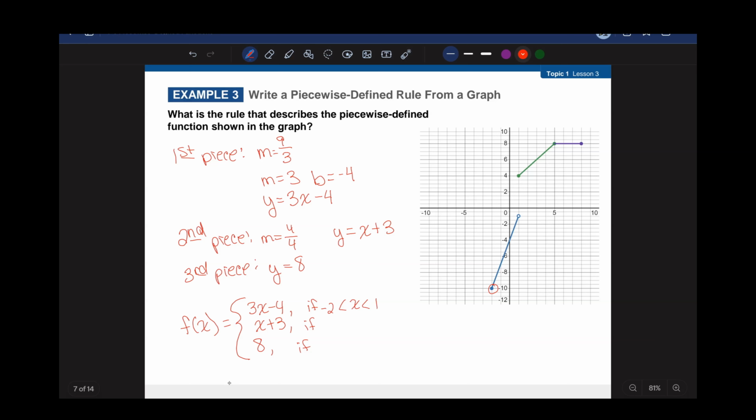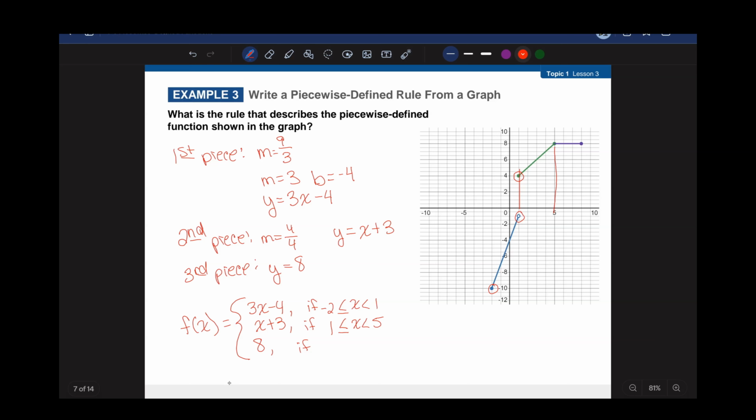Now, if you look at where x is -2, there's a closed circle, so you need an equal to bar with the -2, but the other end has an open circle, so we don't need the equal to. My next piece, which is the green piece, and then we'll do the purple piece. So that starts here at +1 and goes all the way to 5. So my x's are between 1 and 5. So I look and I see that I have a closed circle at 1, so I put the equal to bar.